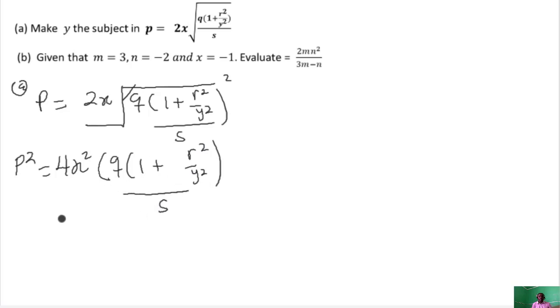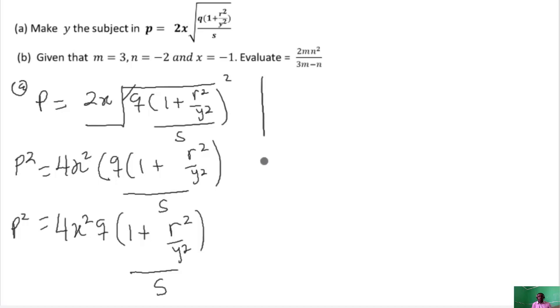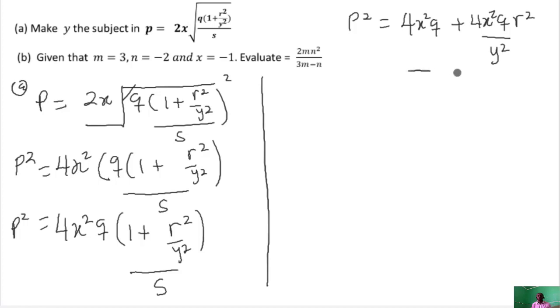So let's deal with the one in the bracket. So it will be 4P square is equal to 4s square Q will multiply 1 plus R square over Y square, this one all over S. Then we have it here. So P square will be equal to 4s square Q plus 4s square Q R square here over Y square, all over S.